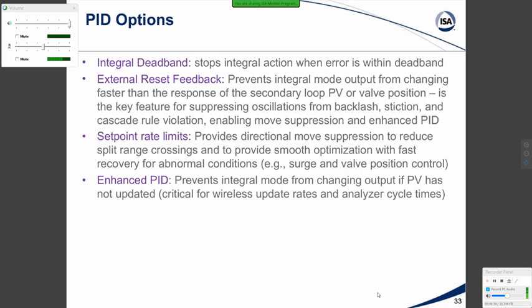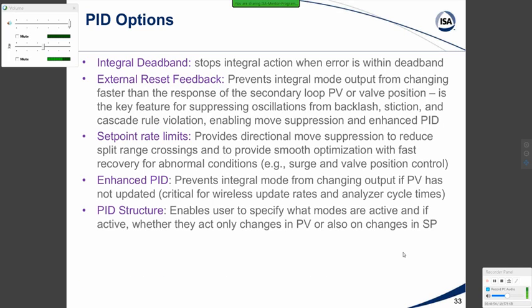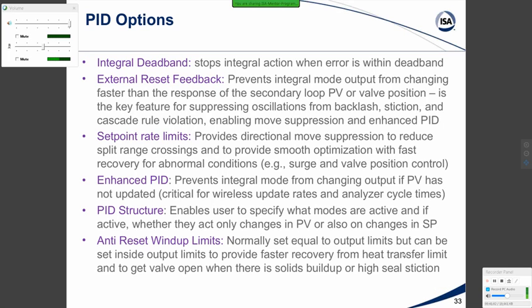We're going to continue on here. The sectional reset feedback also enables an enhanced PID that prevents the integral mode from changing the output if the PV is not updated, which can happen quite a bit with analyzers. The PID structure enables users to specify what modes are active and whether they act only on changes in PV or also changes in set point.